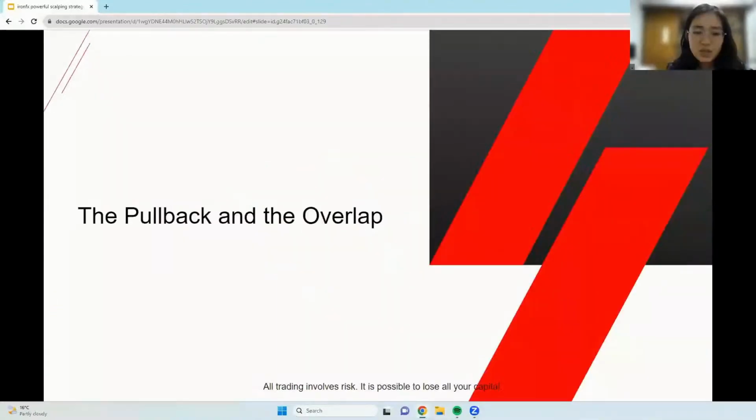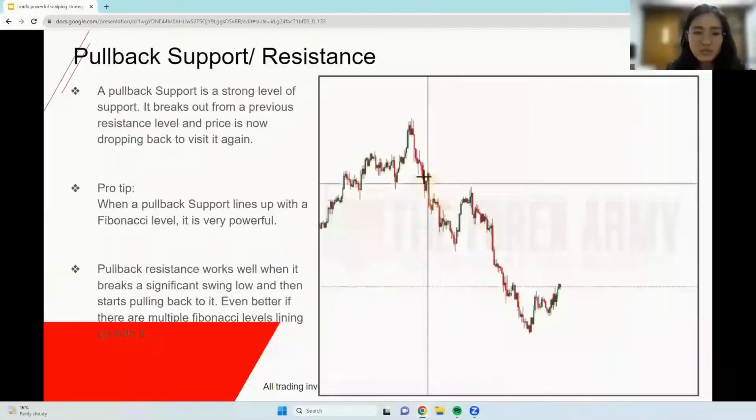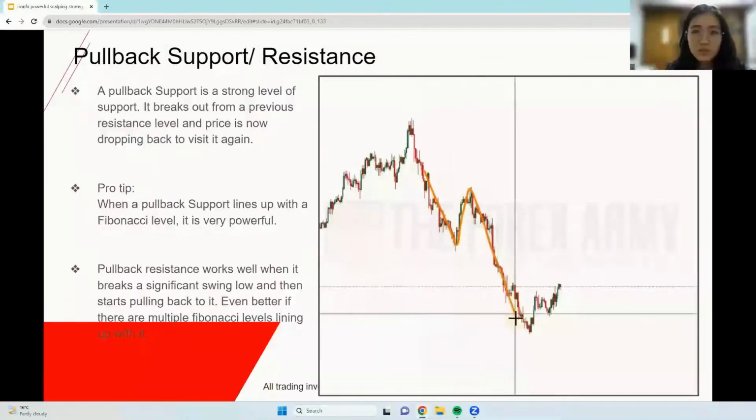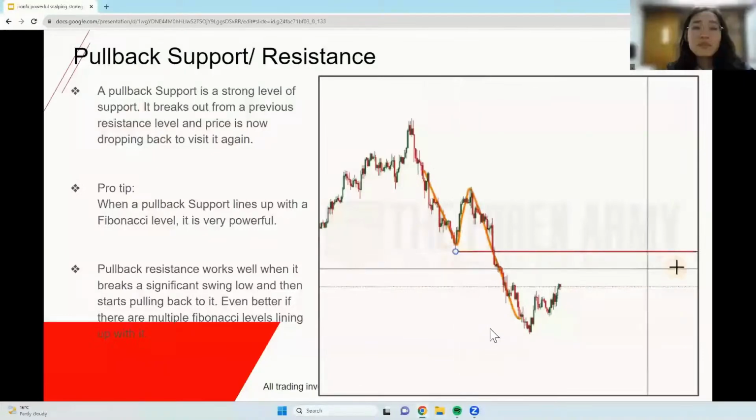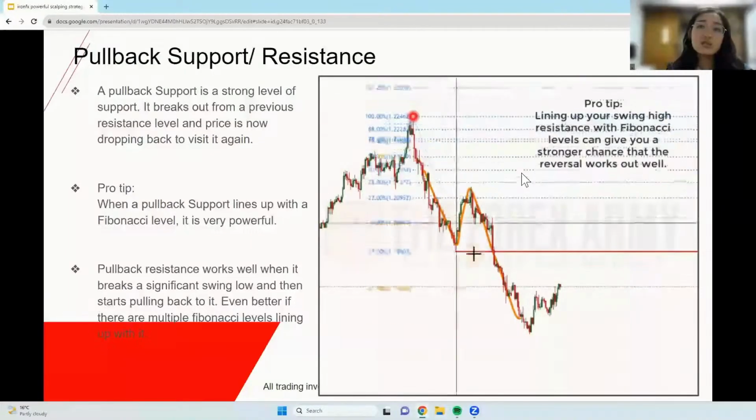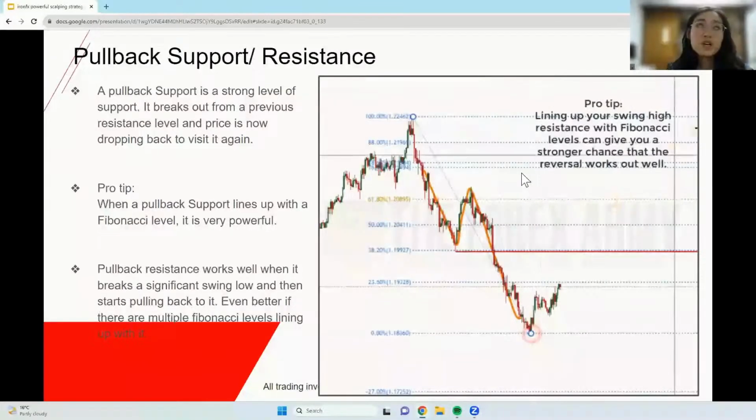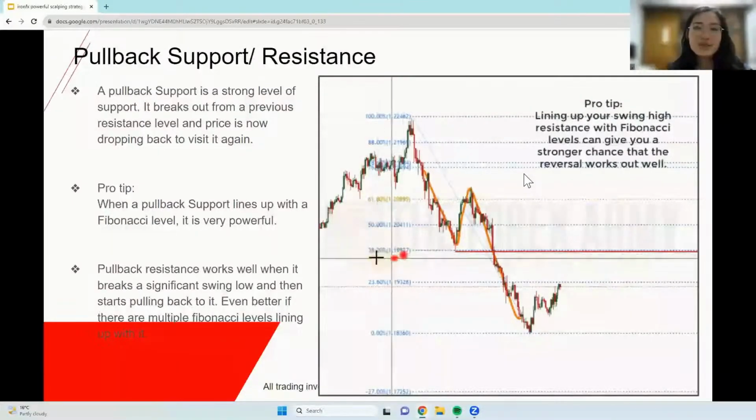Okay, so we talked about the pullback already, so I'm just going to really quickly skim through this. I'm just going to show you the GIFs, and show you how we look for pullback support and resistance levels.